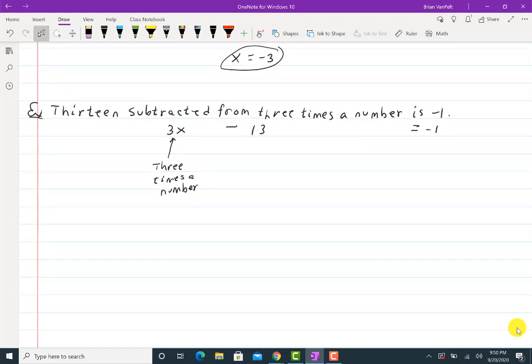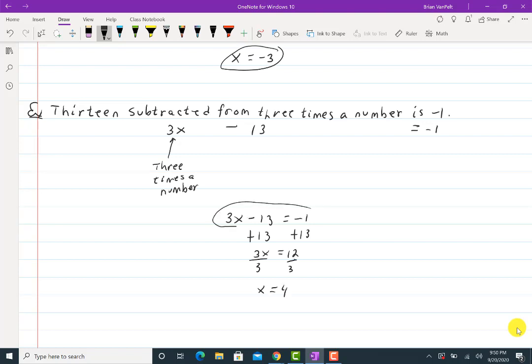Well, let's go ahead and solve it. So I have 3x minus 13 equals negative 1. First thing I'll do is add 13 to both sides of the equation and get 3x is equal to 12. To finish this off, I'll divide by 3 to get x equals 4. So I've got my equation and I've got the solution.